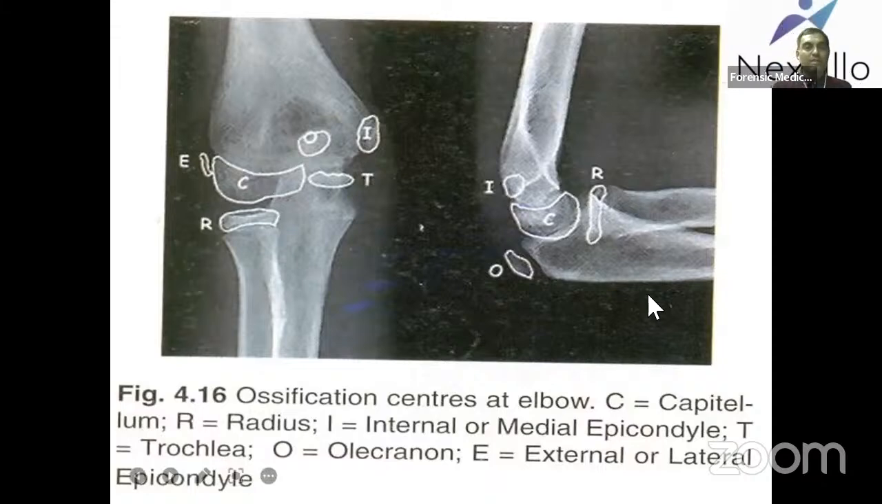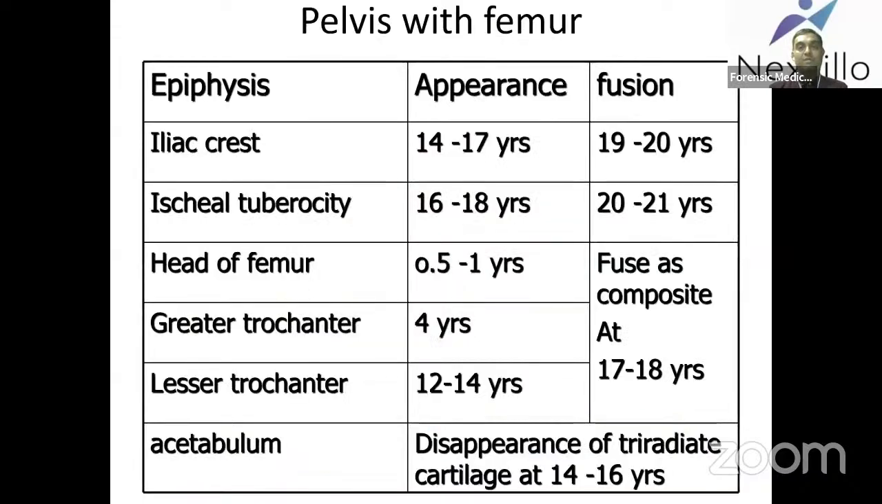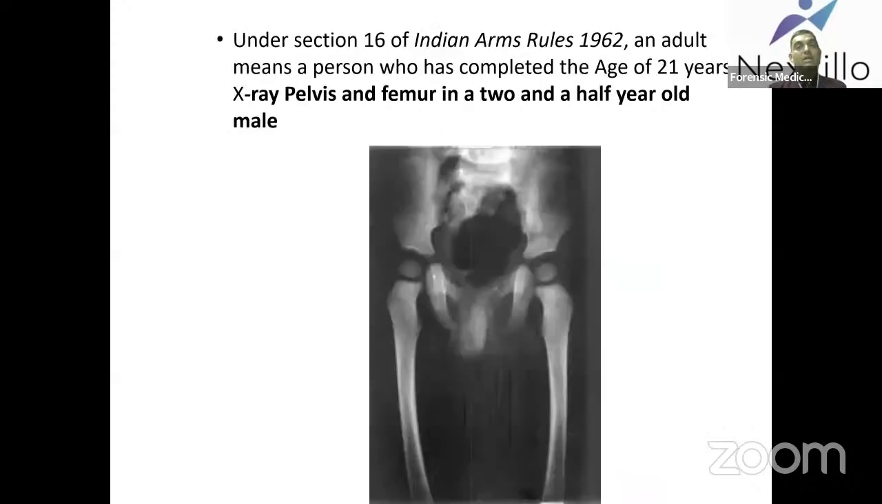Yes. So hopefully you are able to see the screen now. Very nicely narrated by Dr. Rajendra, as you know how we are going to see the X-rays. This is in the hip bone also. He just showed the pelvis with the femur also. So that's how we must understand the age of appearance and age of fusions. This is the arm. Here is an adult, meaning a person who has completed 21 years. It is an X-ray of pelvis and femur in a 2.5-year-old male.